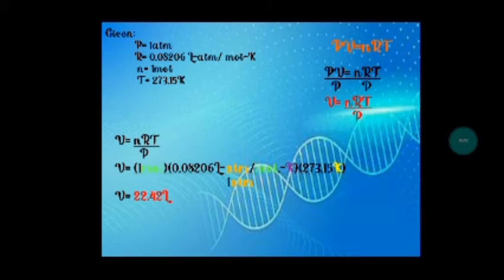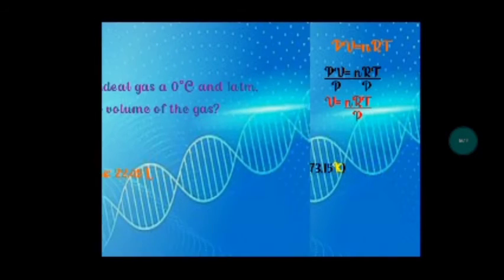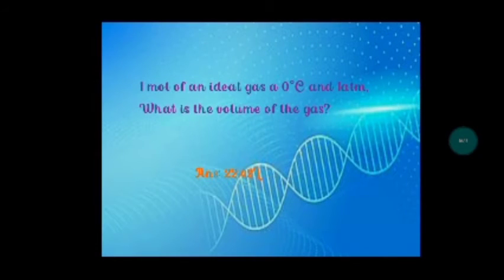So multiply 1 mole by 0.08206 and by 273.15 Kelvin, then divide by 1 atm. It results in 22.42 liters. So in this problem, the volume of the gas is equal to 22.42 liters.